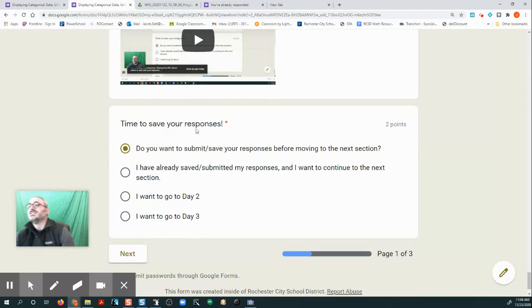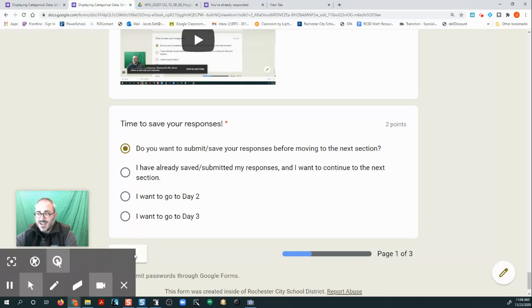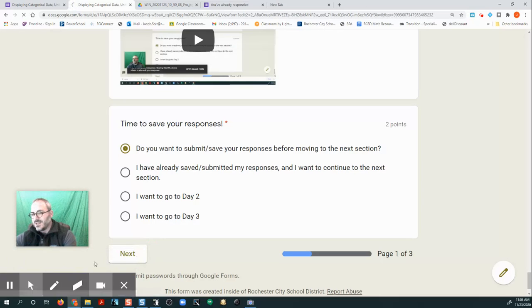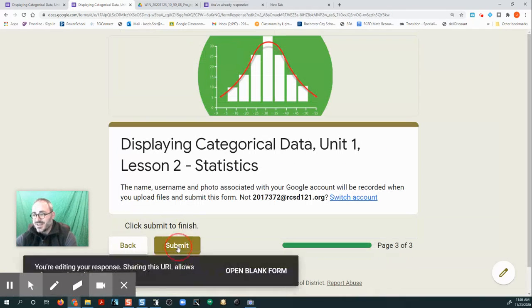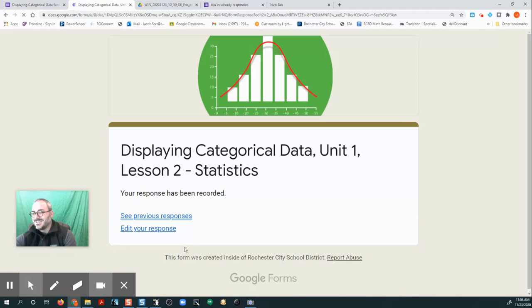There's a question that says, time to save your responses. Do you want to save your responses before moving on to the next section? Yes, you do. Oops, you want to click next. I want to get that out of the way. I want to click next. And it'll give me the submit button next, right? I want to click submit to save those answers. All right, that's how we do it. That's how it's done. And then I get the very satisfying, your response has been recorded. So I'm good to go.